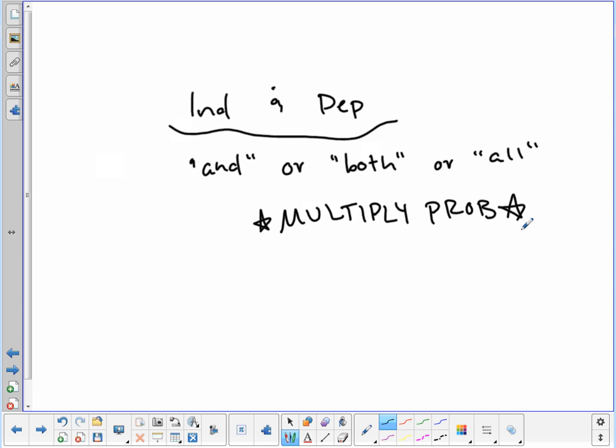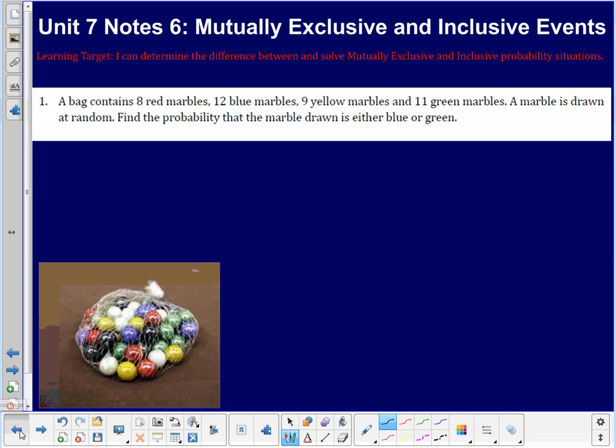Now, the reason I make a big point about that is because with our mutually exclusive and inclusive events, these are what we're lovingly going to call "or" probabilities. So you could write that up at the top of this notes page: "or" probabilities. When we have "or" probabilities, we're going to be adding and subtracting today. That's going to be a little different than yesterday. So let's look at our example up at the top.